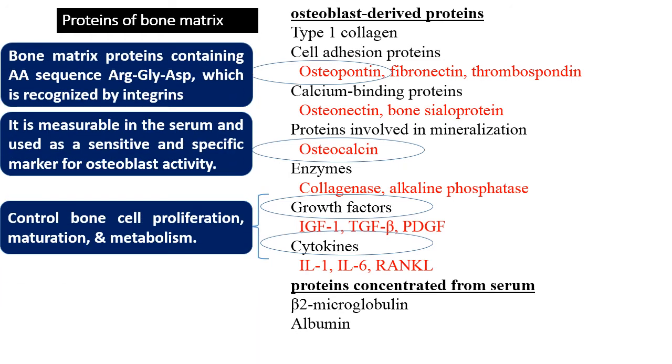There is another protein that is osteopontin, and this is the bone protein that contains the arginine, glycine, aspartate amino acid sequence, and this is recognized by integrin, that is an essential part of the extracellular matrix.